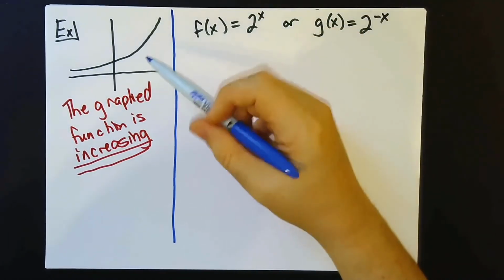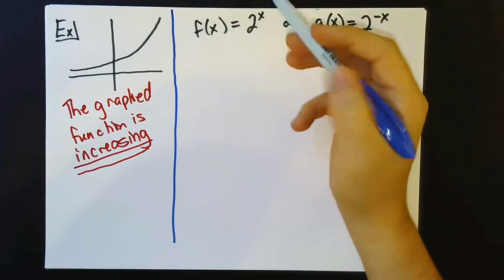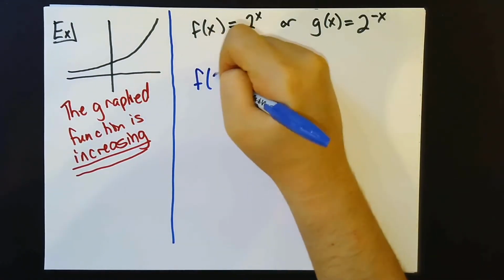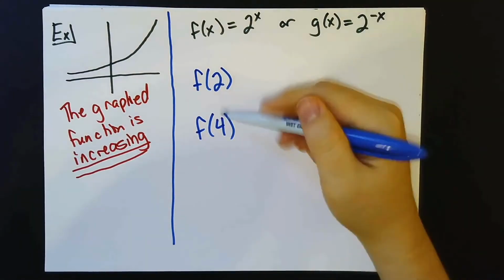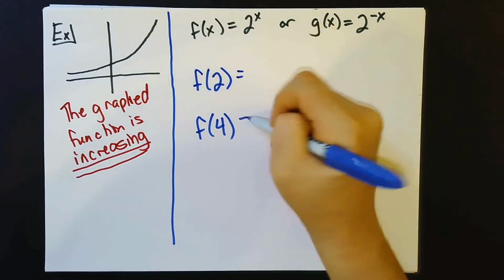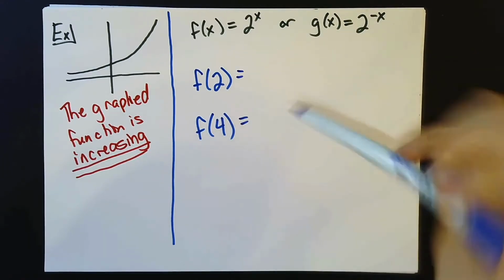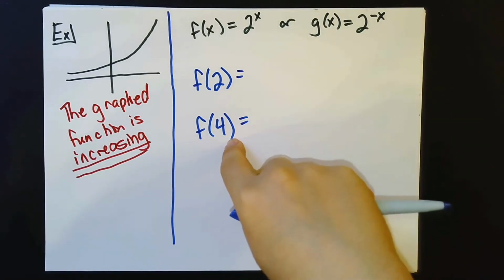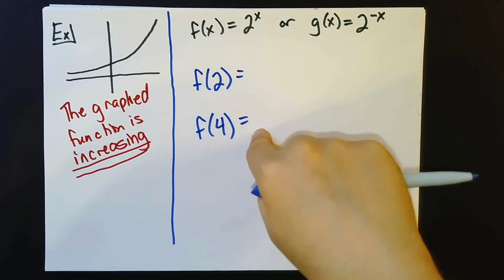Well, how do I decide if something is increasing or decreasing by looking at the equation? The answer is that I really want to look at some specific inputs. So, for example, I might take f of 2 and f of 4. I just chose 2 and 4 at random. You can choose any two inputs you want. If the function's increasing, which of these should be bigger? That's right. If the function's increasing, f of 4 should be bigger. Why? Because we increased the input from 2 to 4, so we should increase the output.